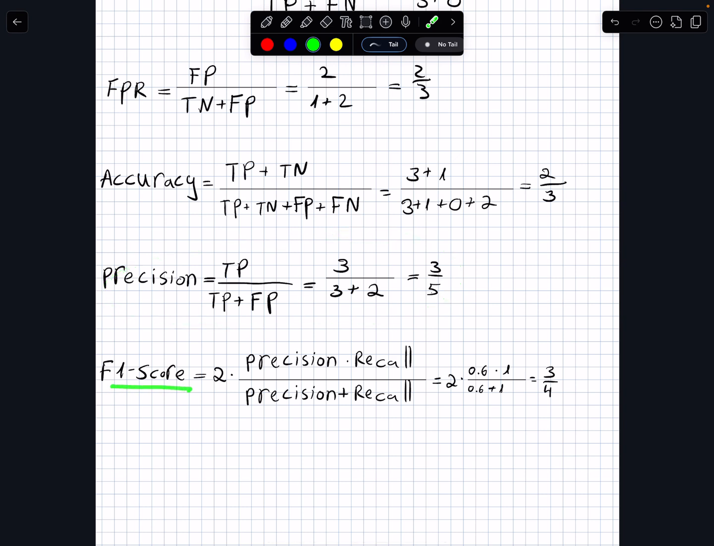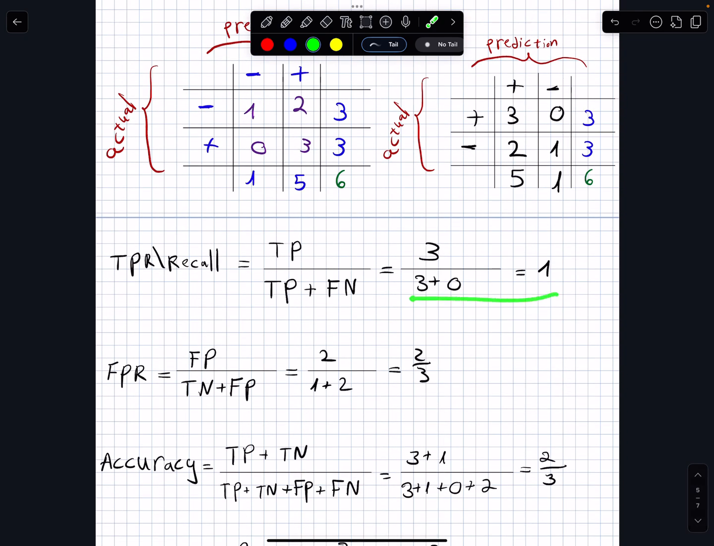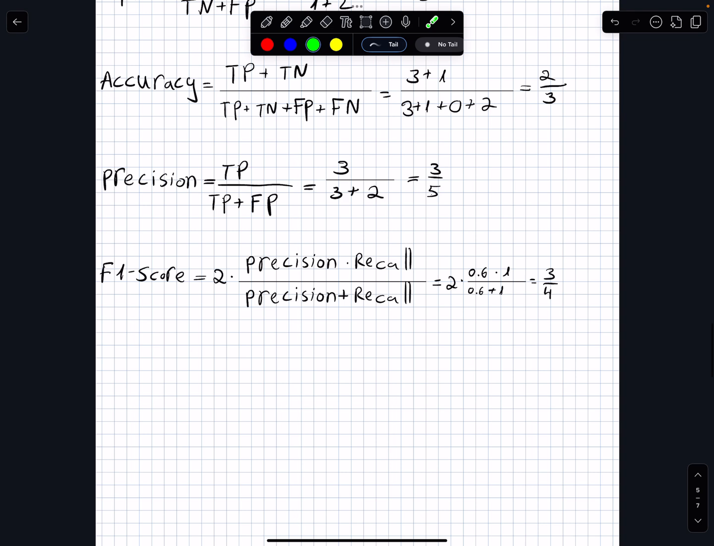And now the F1-Score, we just plug in all the values we already have: the precision, which is 3 divided by 5, which is 0.6, and the recall, which is the true positive rate, which is 1. And that's it. That's all we need. We do just 2 times 0.6 times 1 divided by 1.6. And when I calculate it in the calculator, I got 3 divided by 4.